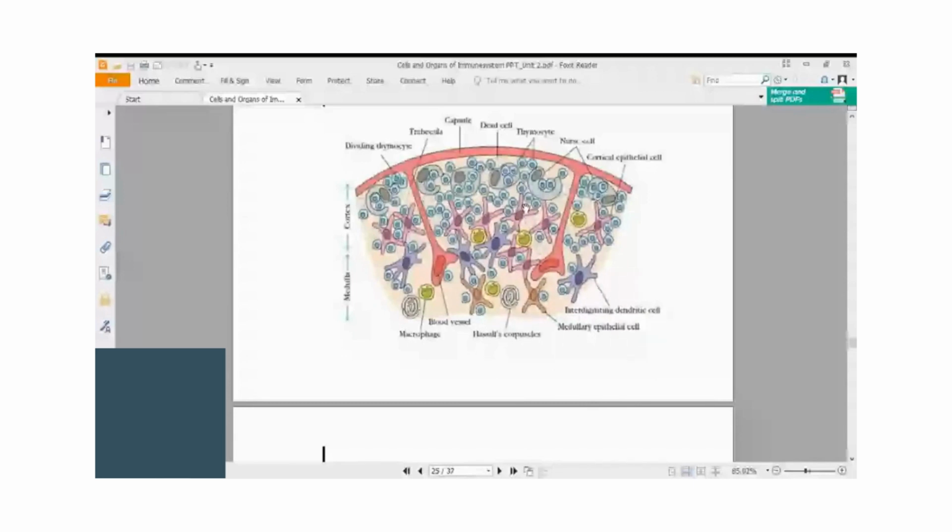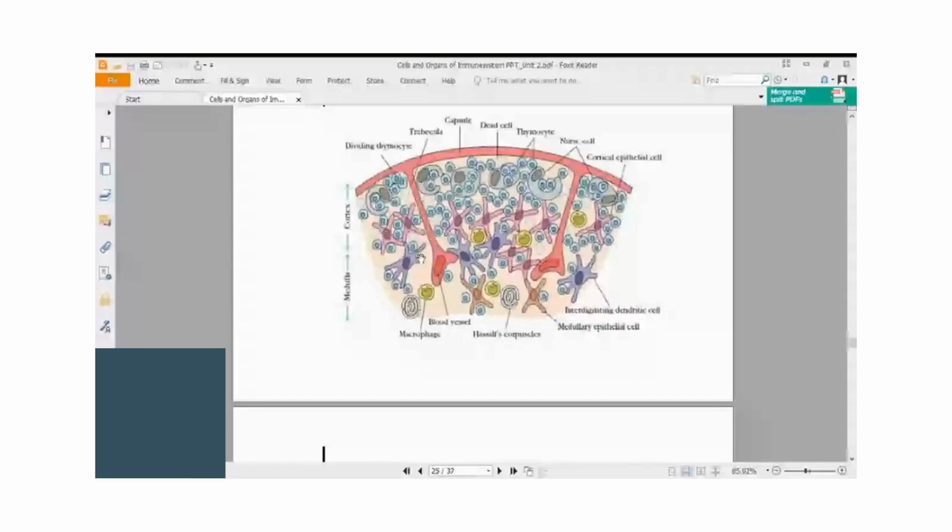Then there are other cells which are of the immune cell type. One of them is in fact the macrophage, and the macrophage which is there is also responsible for the selection of the T lymphocytes.